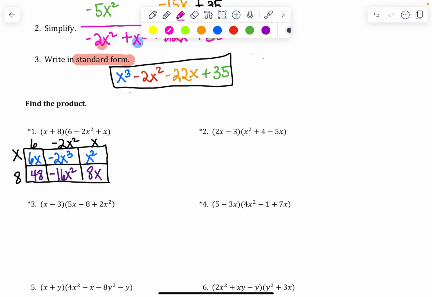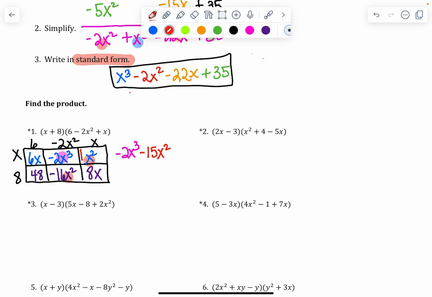So it looks like the biggest exponent that I have right there is that x to the third, and that's the only one I have. So I'm going to just bring that down as the first term, so negative 2x to the third. Then the next thing, I'm going to look for x squareds. Here is an x squared, and here is an x squared. Now don't forget, there's a 1 right here. So 1x squared minus 16x squared is a negative 15x squared.